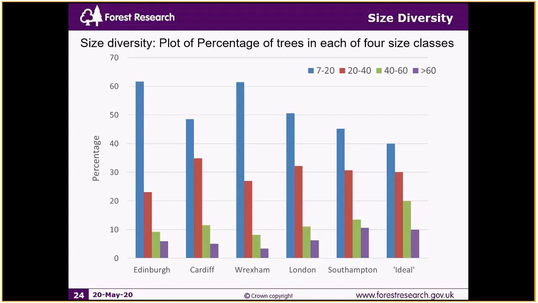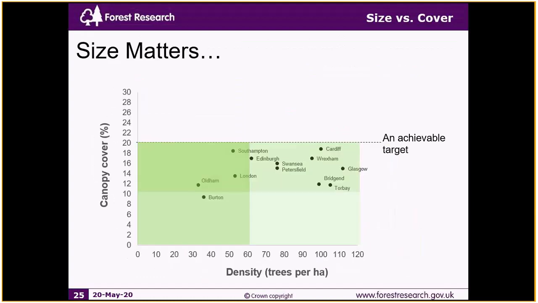Looking across the results, if you look at the first one, Edinburgh, there is a significantly higher proportion of the smallest size trees, and as a consequence, all the subsequent size classes deviate quite substantially from the target as presented in the ideal graph. Did any of the cities match it nicely? Well, Southampton got really quite close, with only the 40 to 60 size category deviating quite significantly from that 20% target. So there's certainly something to be aiming for.